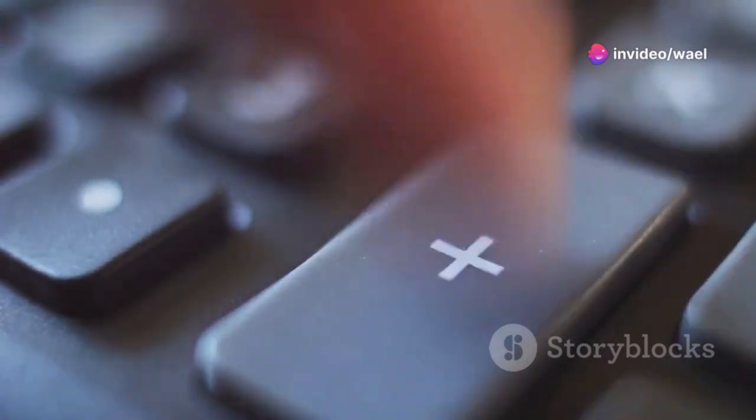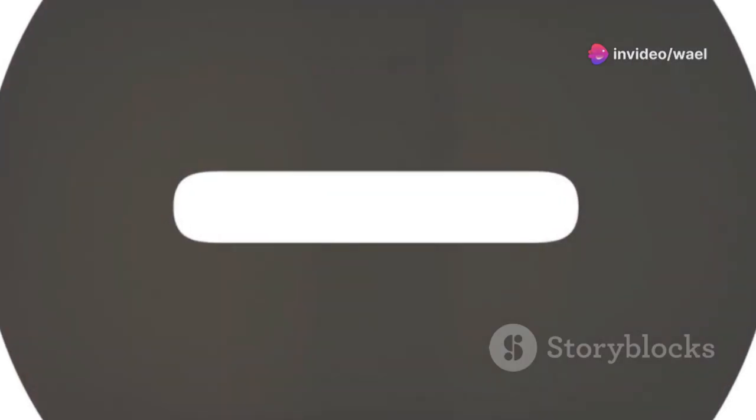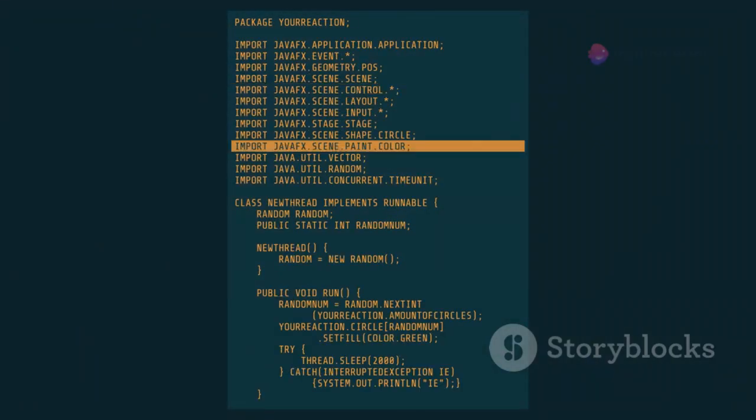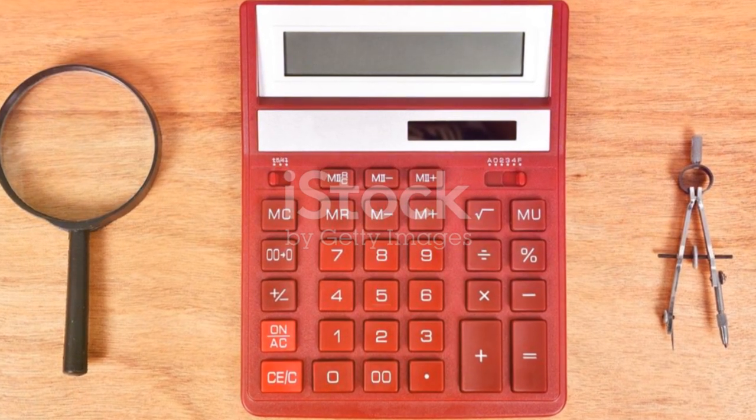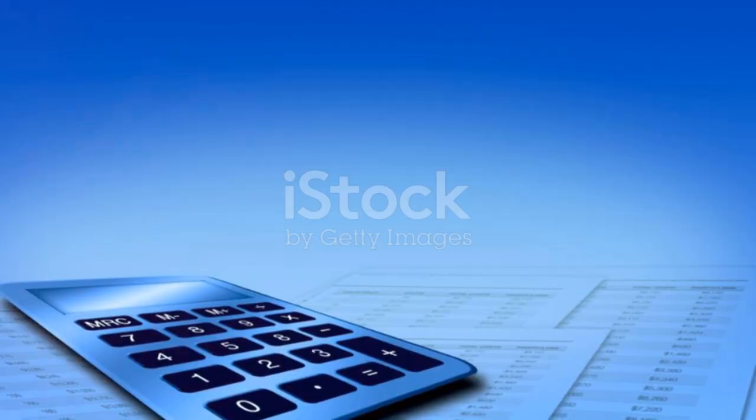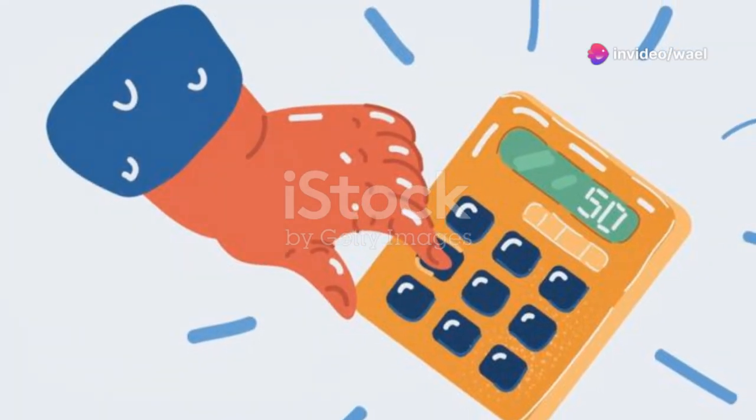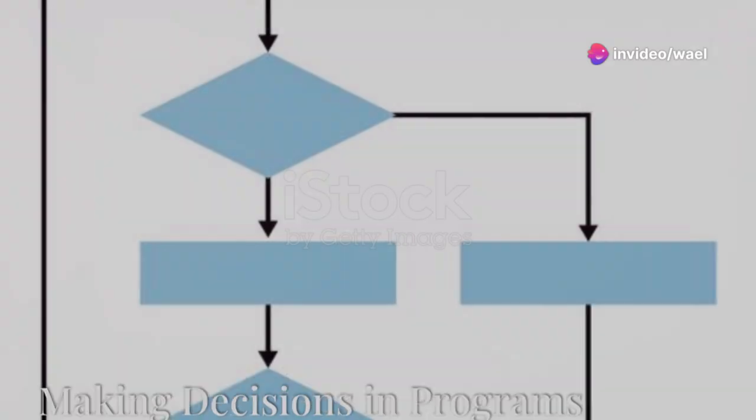Operators are symbols that represent specific mathematical operations. Common arithmetic operators include addition, which is the plus sign, subtraction, which is the minus sign, multiplication, which is the asterisk, division, which is the forward slash, and modulo, which returns the remainder of a division operation. The order of operations, often remembered by the acronym PEMDAS, dictates how an expression is evaluated. Parentheses have the highest precedence, followed by exponents, then multiplication and division from left to right, and finally addition and subtraction from left to right.